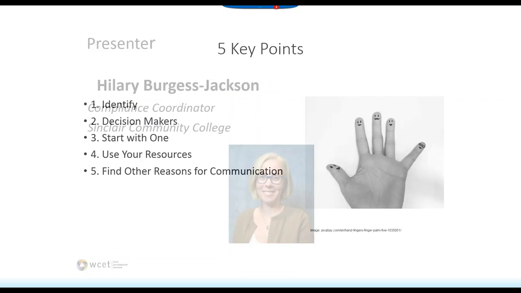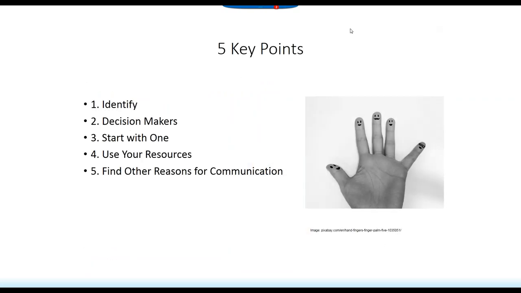So as Cheryl mentioned, I've been in this role for about 2 years, and I always like to give a little shout out to Cheryl for leaving things in such good order when I took over this position. But I'm continually learning new things about interacting with stakeholders here at Sinclair concerning state authorization, and so I'm happy to share today what I found to be helpful so far.